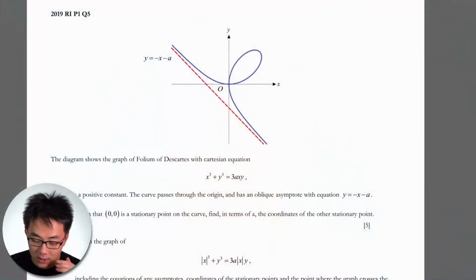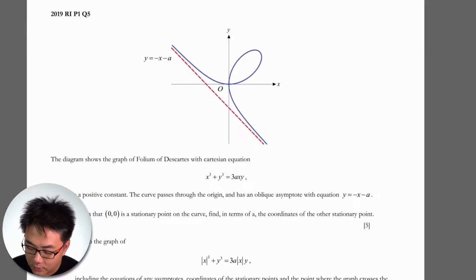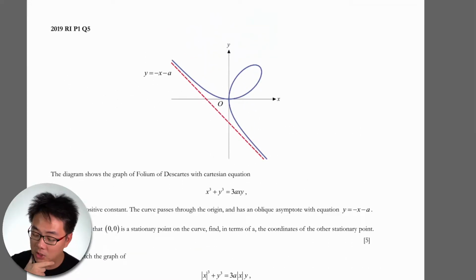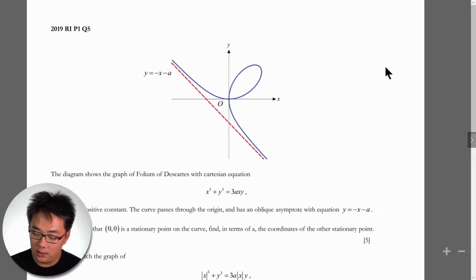Hi students, let's look at this question which was taken from the year 2019 RI Paper 1 Question 5. This question is on transformation of graphs, and actually more on the application of differentiation. Let's look at how we do this question.